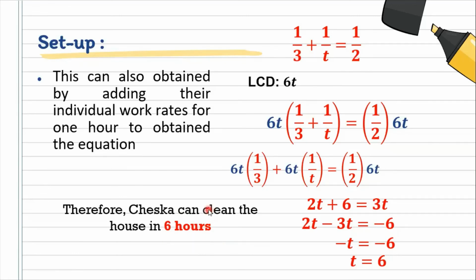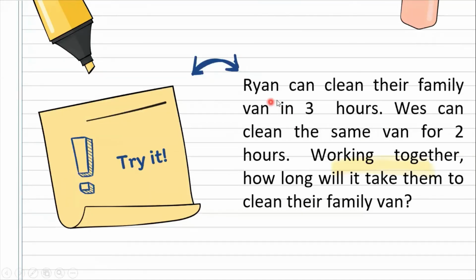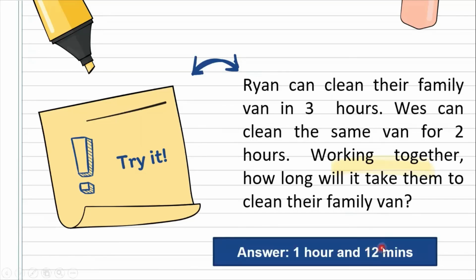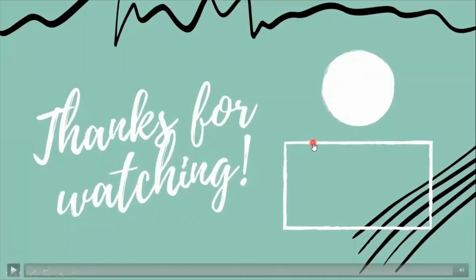For our last example, Ryan can clean their family van in 3 hours. Wes can clean the same van in 2 hours. Working together, how long will it take them to clean their family van? I will let you answer this for practice purposes, and be sure to get an answer of 1 hour and 12 minutes. If you have other concerns, feel free to message your teacher.